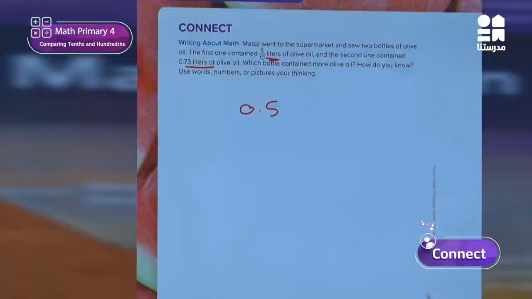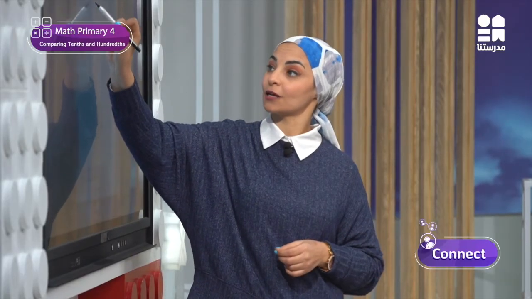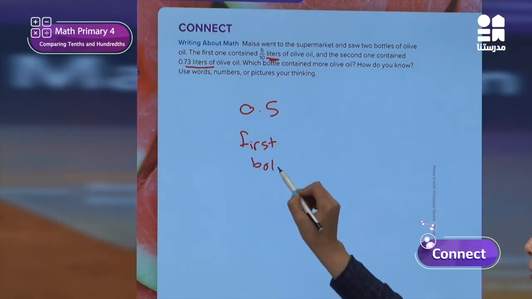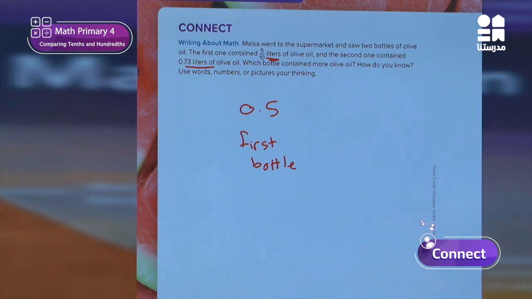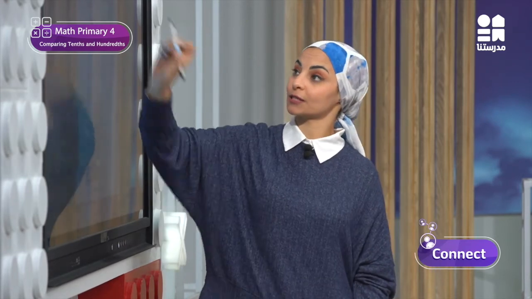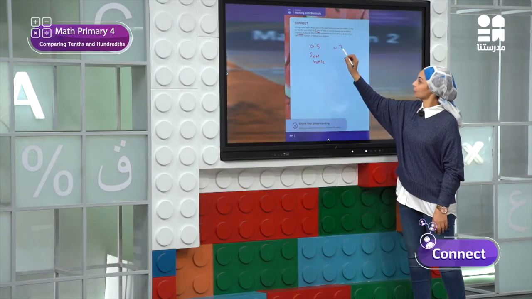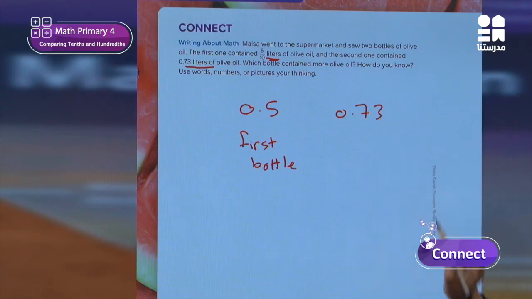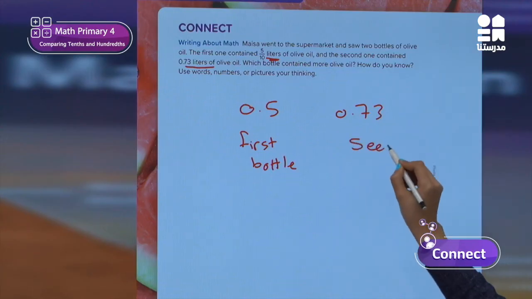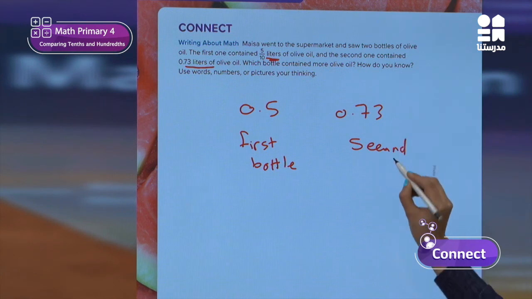And this is the amount in the first bottle. So I will write here the first bottle. Okay. Then the second bottle is 73 hundredths, or has 73 hundredths liters. So I will write here 73 hundredths, which means 0.73. And this is the second one. Okay, this is the second one.